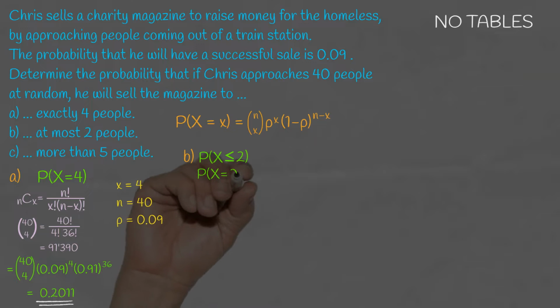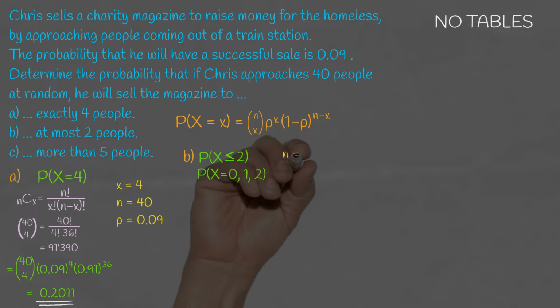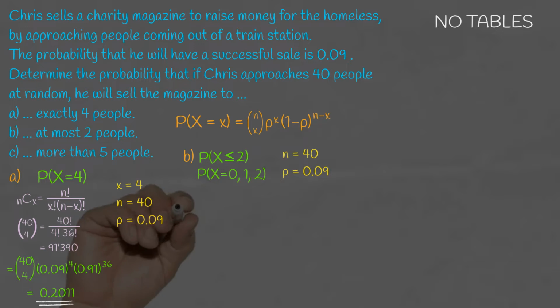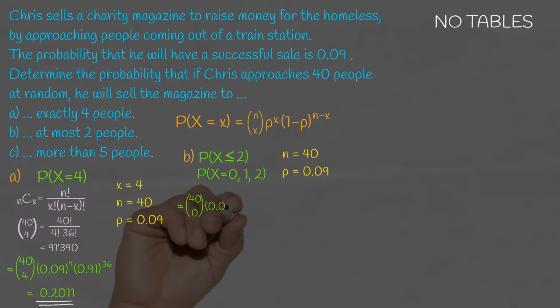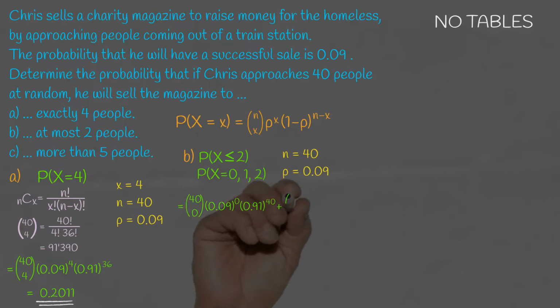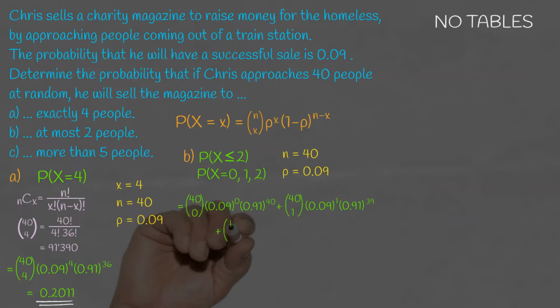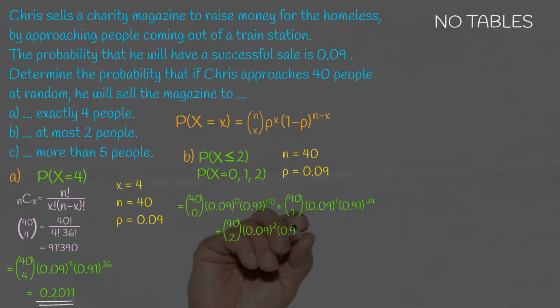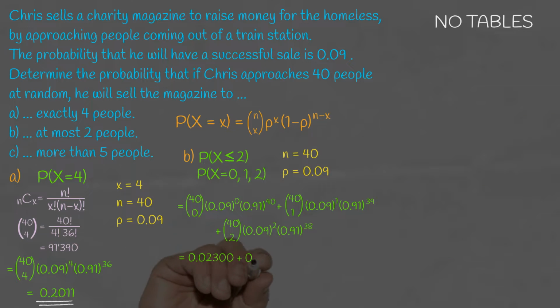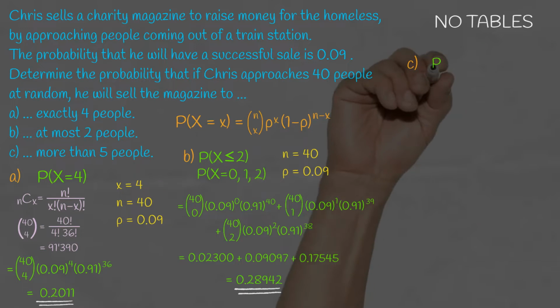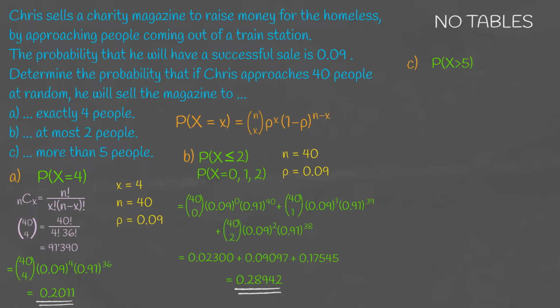In part B, if Chris sells to at most 2 people, x is less than or equal to 2, because he could make no sales, 1 sale, or 2 sales. So using our values of n and p, we can use the binomial formula to work out the probability for each of these values of x. So in each case, use the combinations formula as before to work out the first bracket, either 40 choose 0, 40 choose 1, or 40 choose 2. Then putting all of these numbers into the calculator, you should end up with 0.28942.